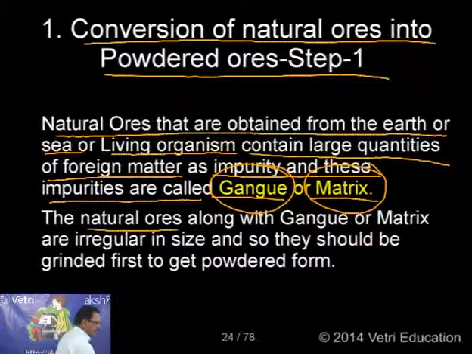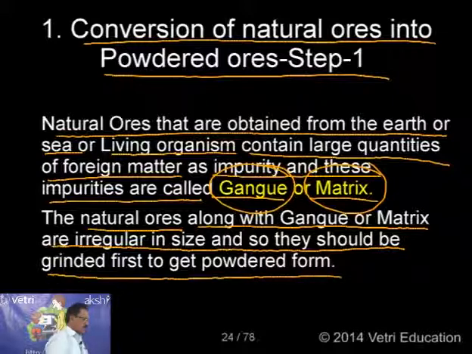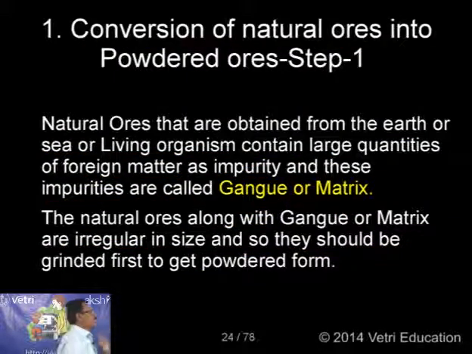The natural ores along with gangue or matrix are irregular in size, so they should be ground first to get powder form. In order to purify, the first step, we should grind the entire ore into powder form. That is step 1. Okay. Now step 2.